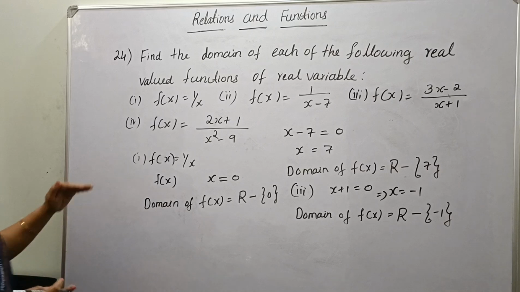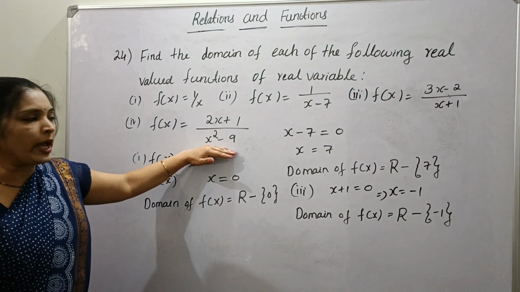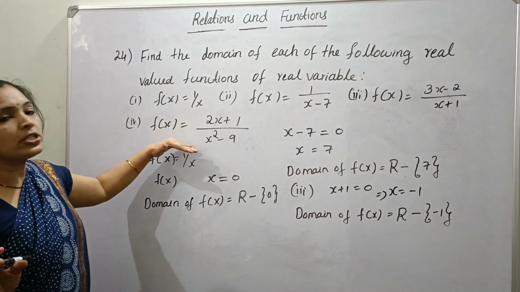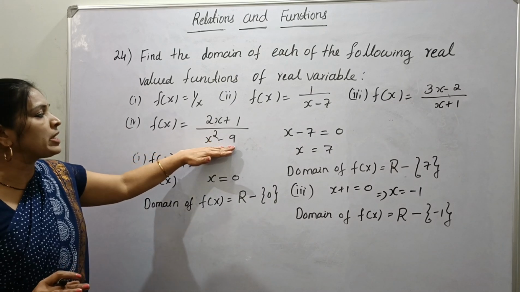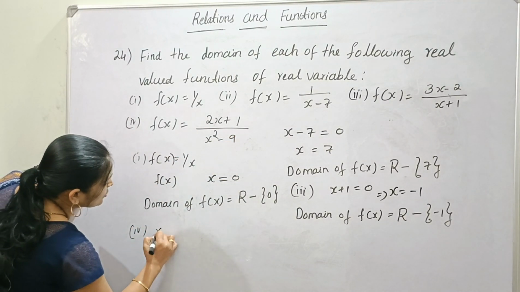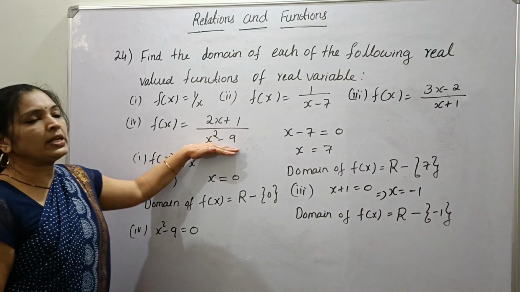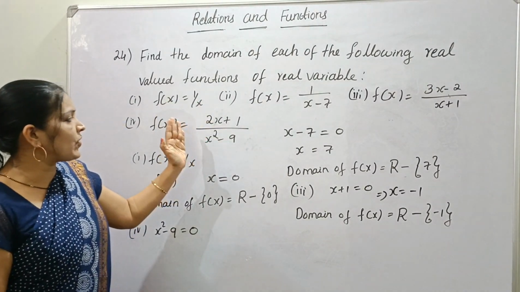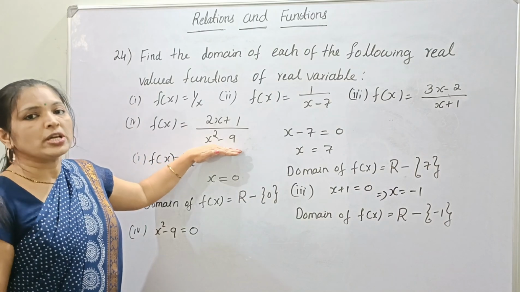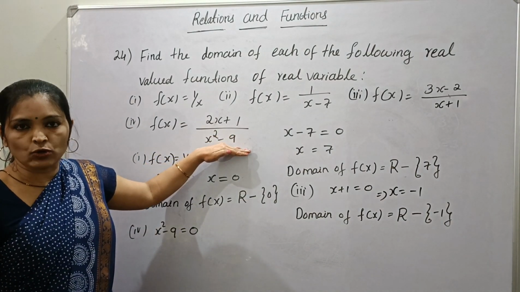Fourth one, see here also, in every function, the denominator should not be 0. So here this function is defined for all real values except x square minus 9 is equal to 0. Right? If x square minus 9 is equal to 0, then this function will not be defined. So here this function is defined for all real values except x square minus 9 is equal to 0.